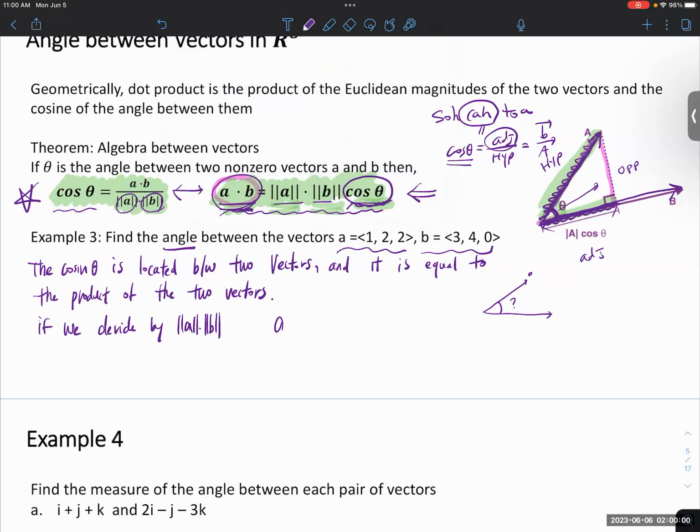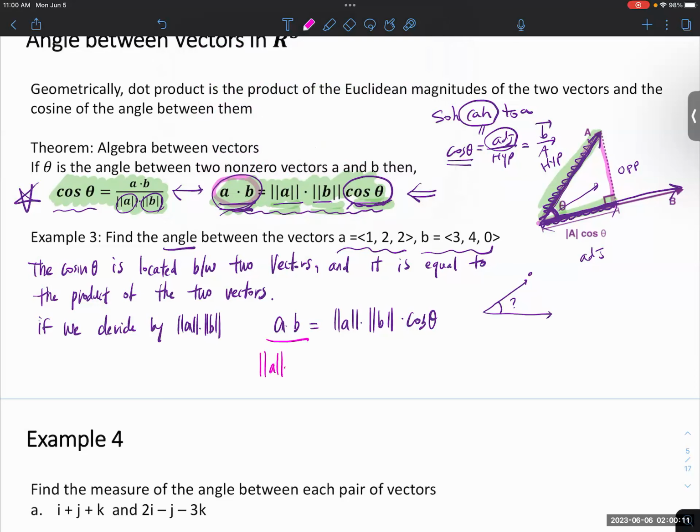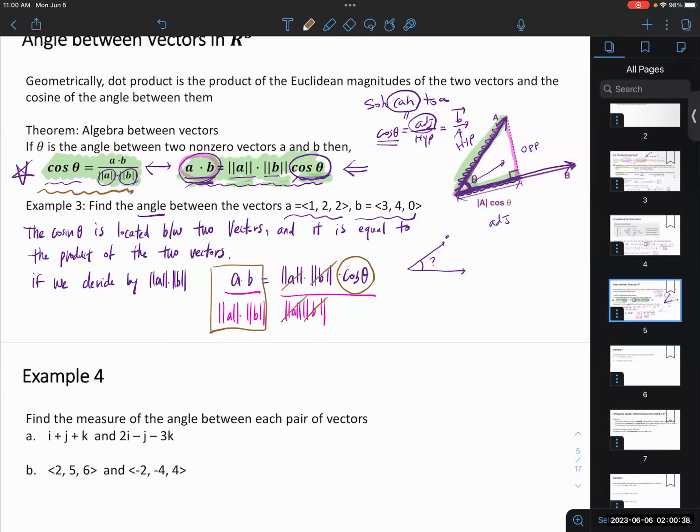For example, we know a dot b equals a magnitude times b magnitude times cosine theta. I'm going to divide by a magnitude and b magnitude on both sides. So what happened? The magnitudes cancel. Cosine theta is going to be a dot b divided by each magnitude. So we've just found this equation exactly, and we're going to utilize that information.